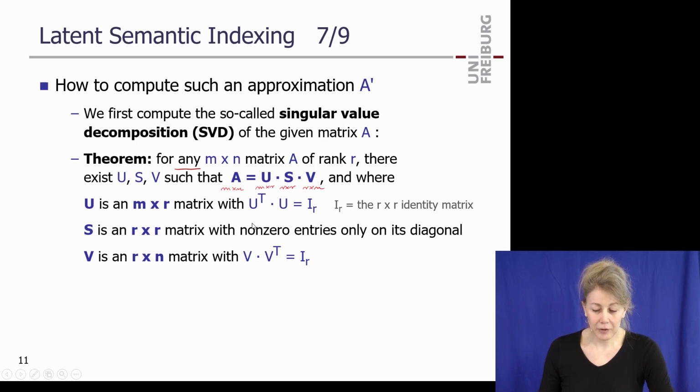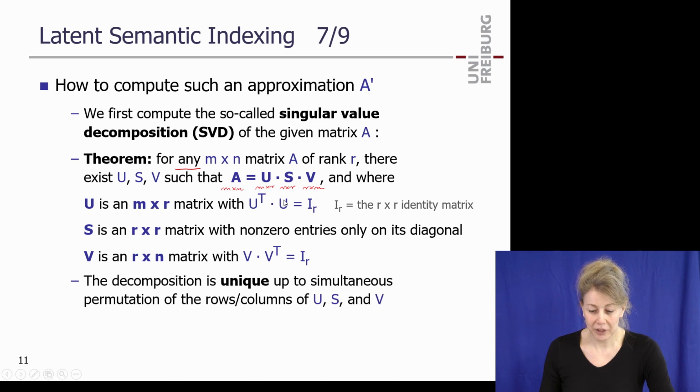And now each of these 3 matrices has special properties. S is, as I said, diagonal. And U and V have this property that if you take the transpose times the matrix, or here the other way around, you get the identity matrix. I will show you on the next slide what that means, because it's very important, and then I will show you an example. And moreover, this decomposition is unique.